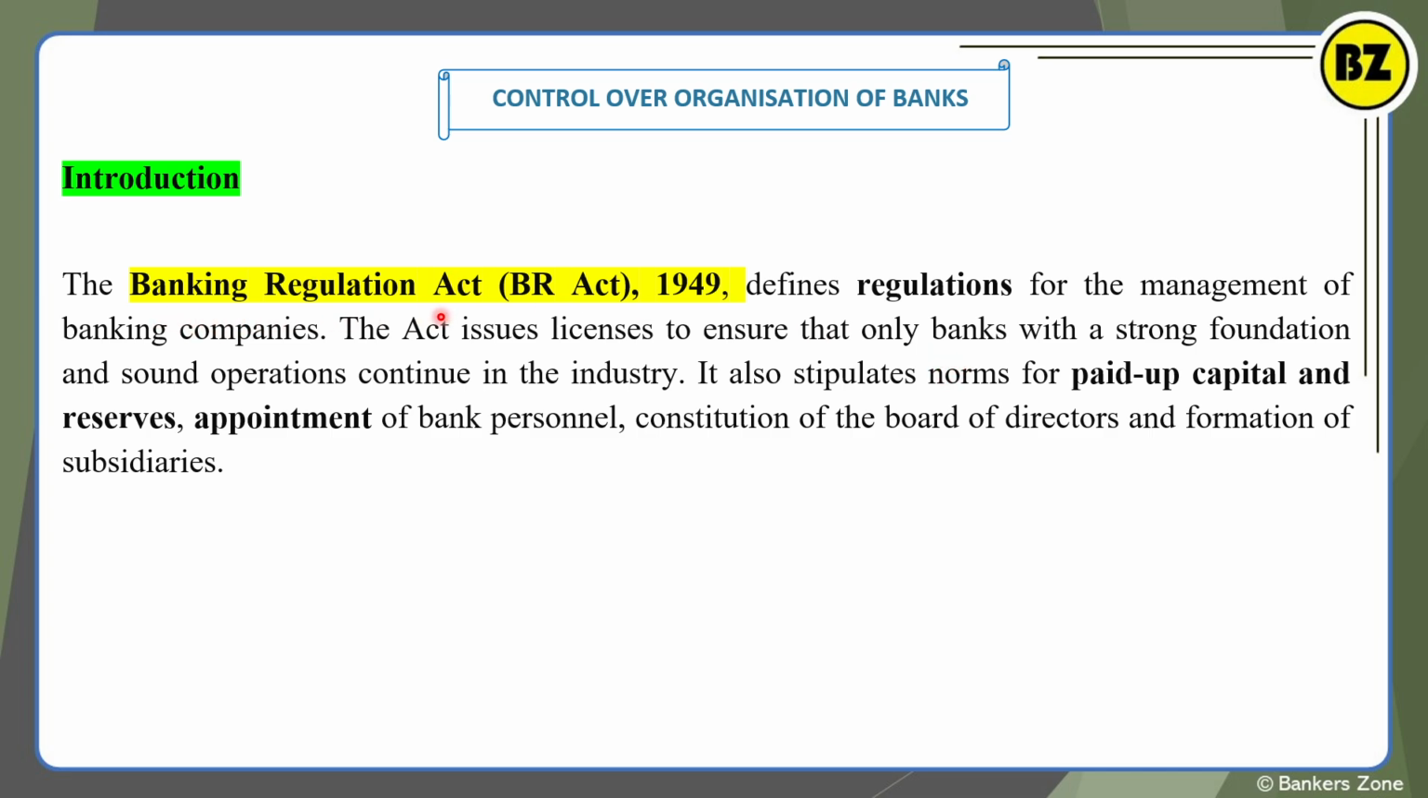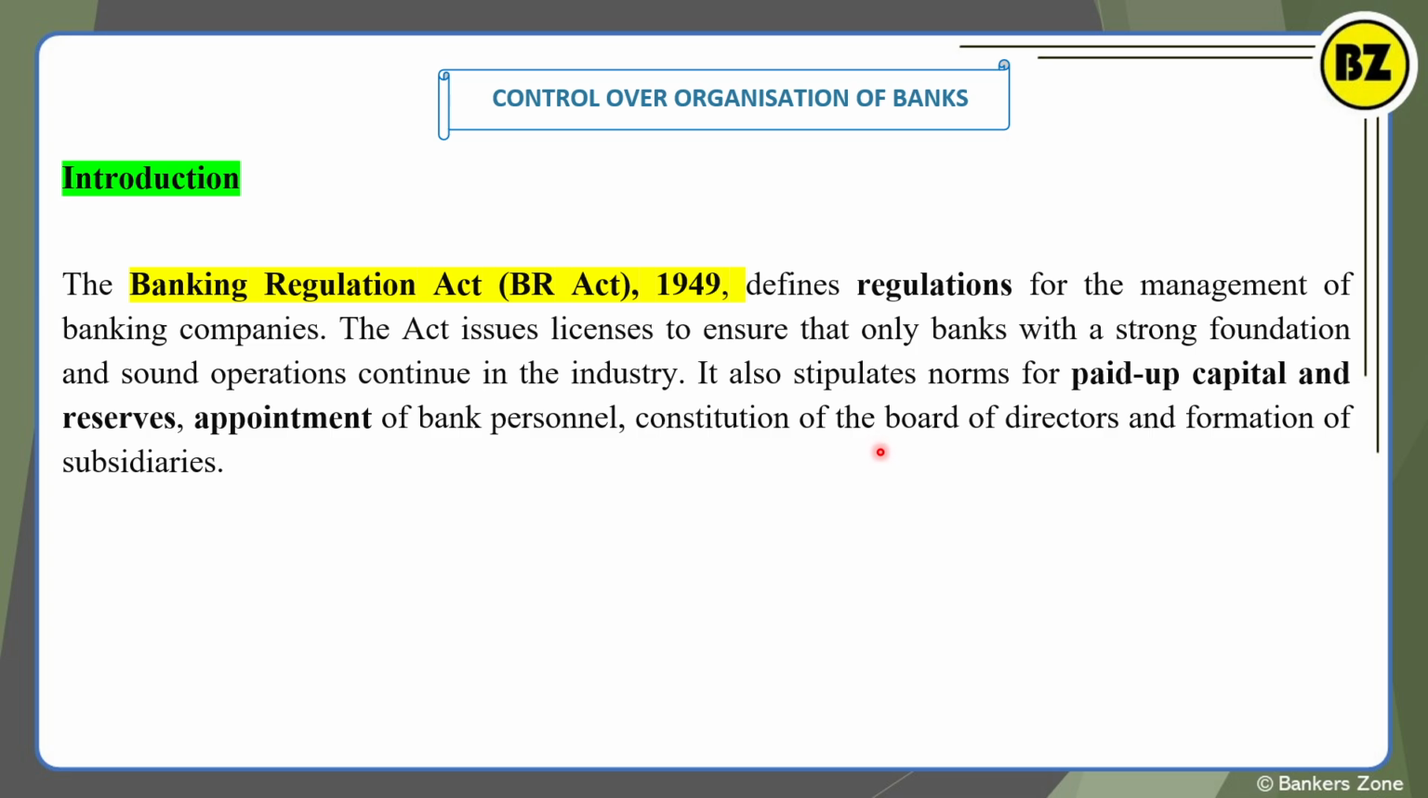The Banking Regulation Act, BR Act 1949, defines the regulation for the management of the banking company. The act issues licenses to ensure that only banks with a strong foundation and sound operations will continue in the banking industry. It also stipulates norms for the paid up capital and reserve, appointment of bank personnel, constitution of the board of directors, and formation of subsidiaries.